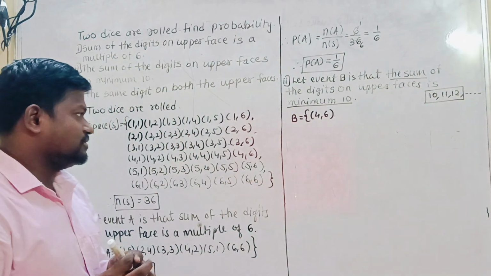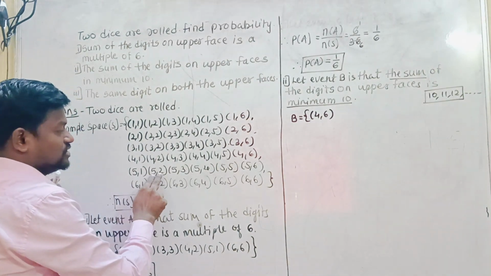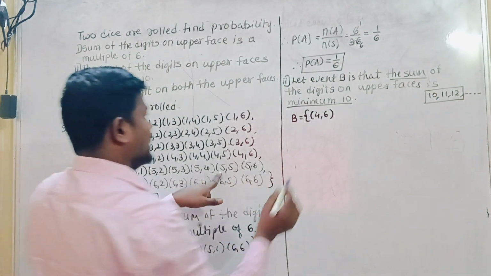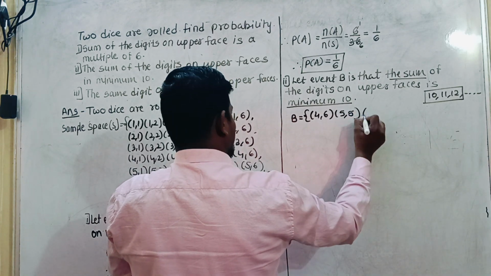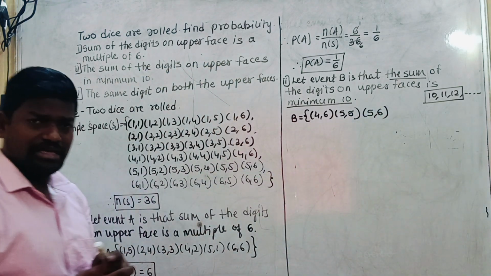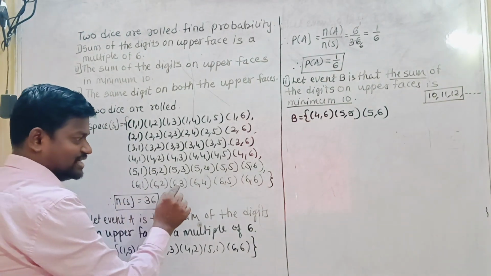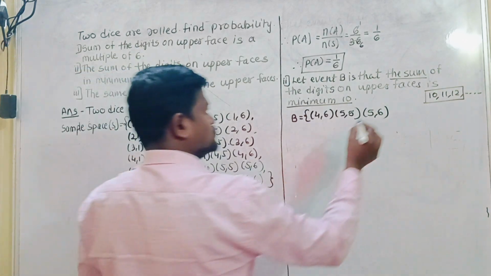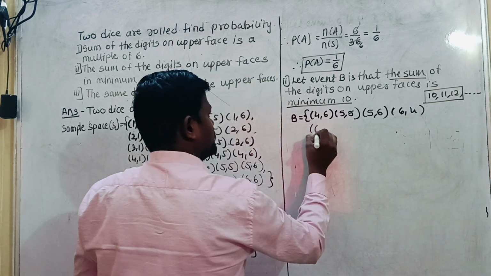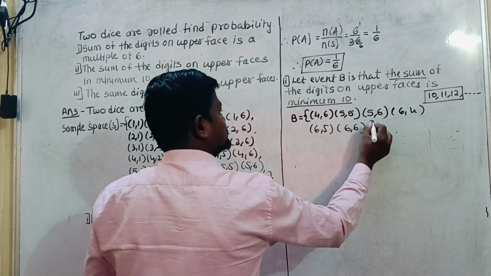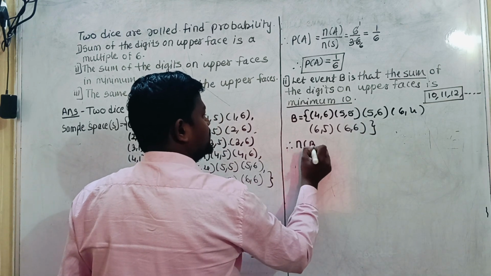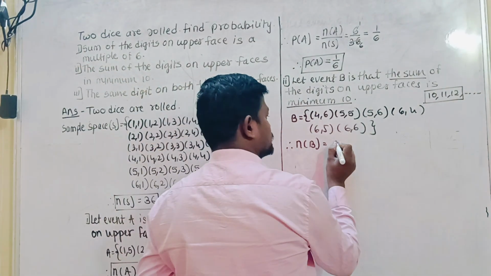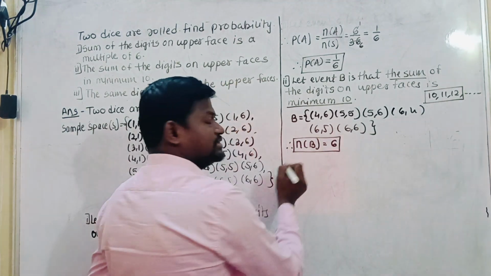4 6. Then 5 1, 5 2, 7, 8, 9, 10 and 11. So we have to write down 5 and 5 and 5 and 6. Okay. Next 7, 8, 9, 10, 11 and 12. We have to write down these three. 6 4, 6 5, 6 6. So number of B, count 1, 2, 3, 4, 5, 6. So number of B is 6.